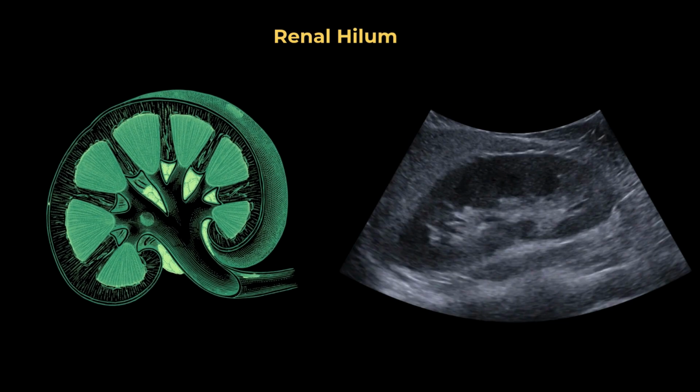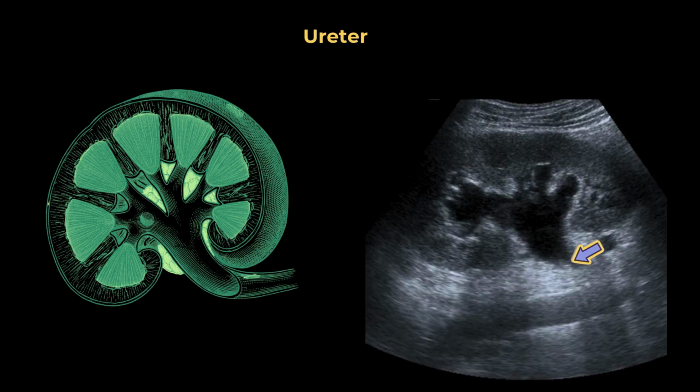The renal hilum is the concave area on the medial side of the kidney. This is where the renal pelvis, blood vessels, nerves, and lymphatic vessels enter and leave the kidney. The ureters usually cannot be seen on ultrasound. They become visible only when they are dilated.